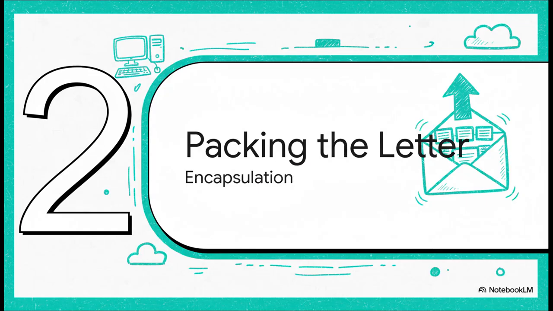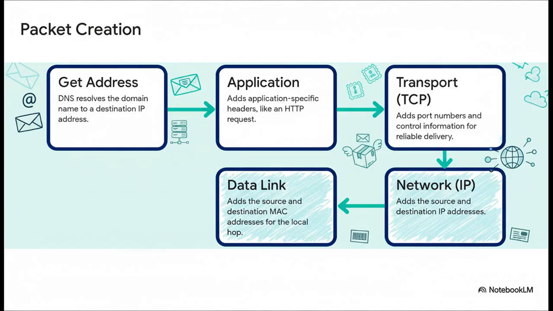Now, before our packet can even think about starting its journey, it has to be prepared. This process has a fancy name, encapsulation. But really, just think of it like meticulously wrapping a present, adding multiple layers of labels where every single layer has a very specific job to do. What's so fascinating is how each layer just adds a new wrapper. First up, DNS acts like the internet's giant address book to find the actual IP address for, say, google.com. Then the application layer writes the actual request.